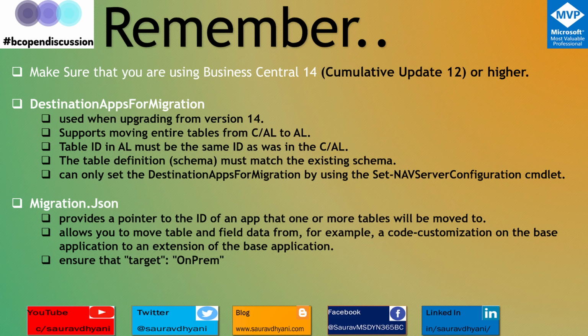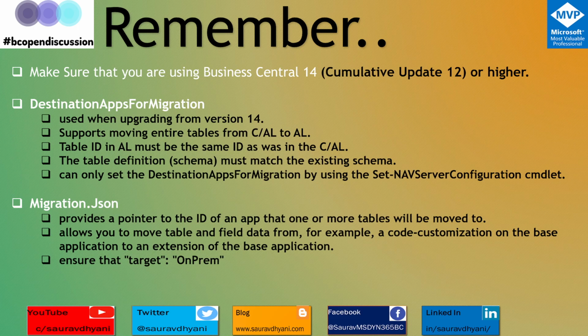So when we are thinking about data migration, all the new tables in our range of 50,000 to 99,000 will move to an AL extension using the feature destination app for migration, and we'll talk about it. But for the base table field, which exists as a custom field in the base table, you will have to use migration.json. What it does is provide a pointer to the ID of an app where the data needs to move from the customized BC14 app.